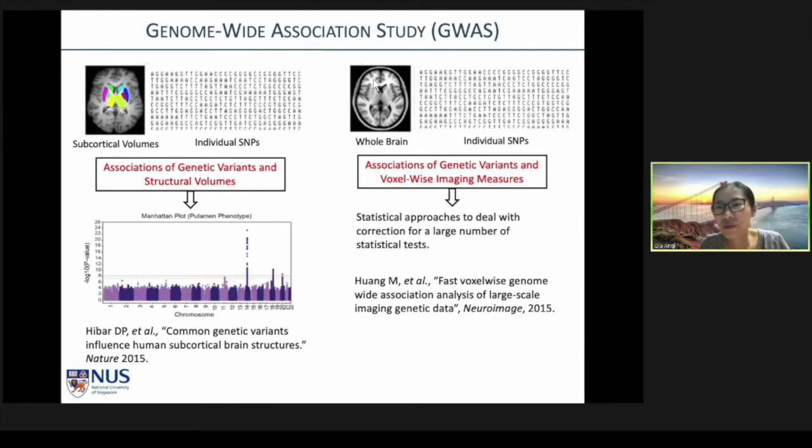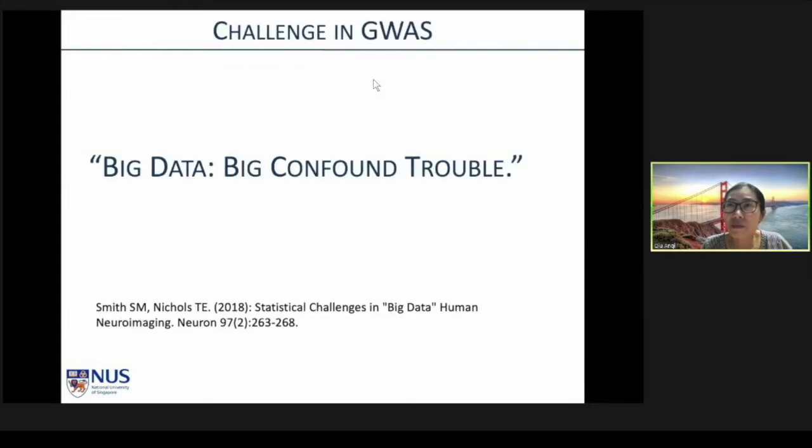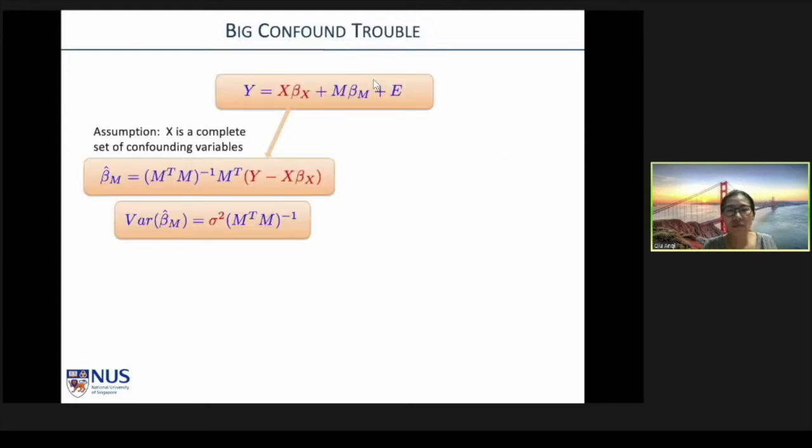When dealing with voxel-wise imaging measures, we need a massive number of statistical tests. Hence, a statistical approach to deal with correction for a large number of statistical tests is needed. In addition to that, big data also have bigger confounding troubles. What is a big confound trouble?